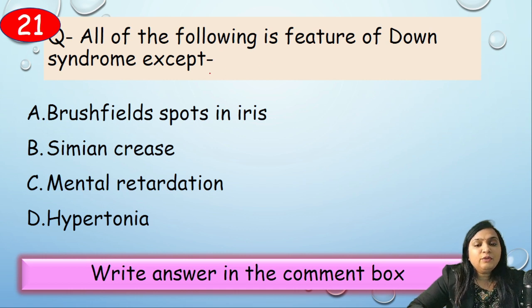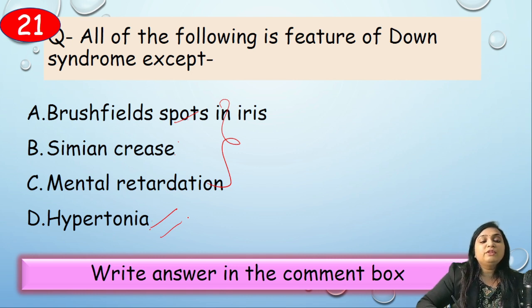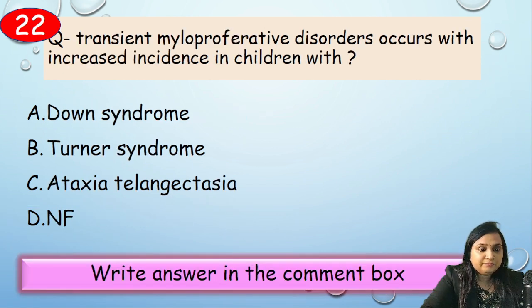All of the following are features of Down syndrome except Brushfield spots, Simian crease, mental retardation or hypertonia. This all could be a part of Down syndrome, but a patient of Down syndrome will not have hypertonia, they will have hypotonia. So option D is incorrect.